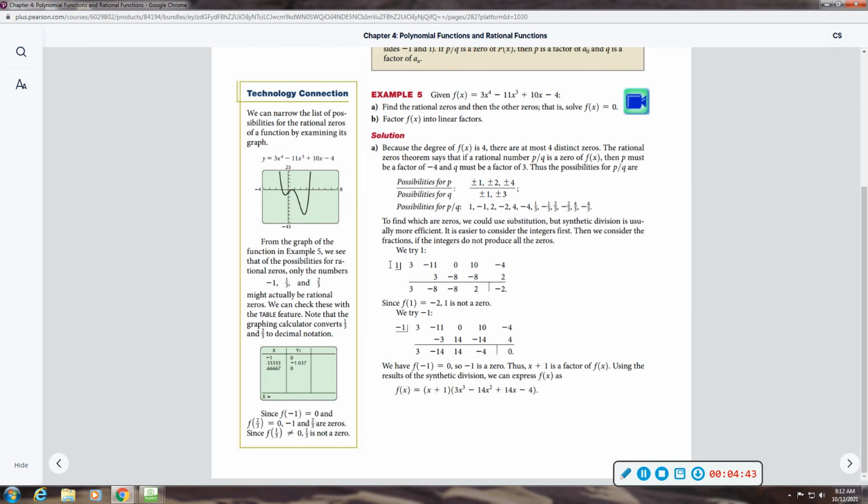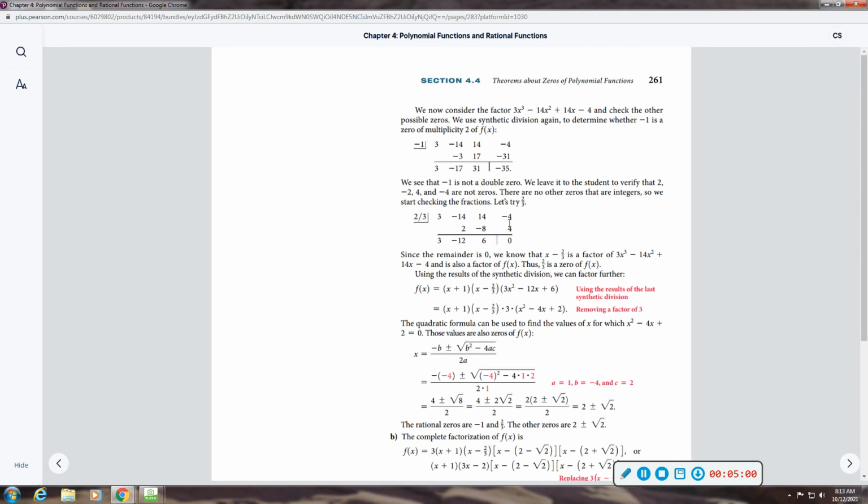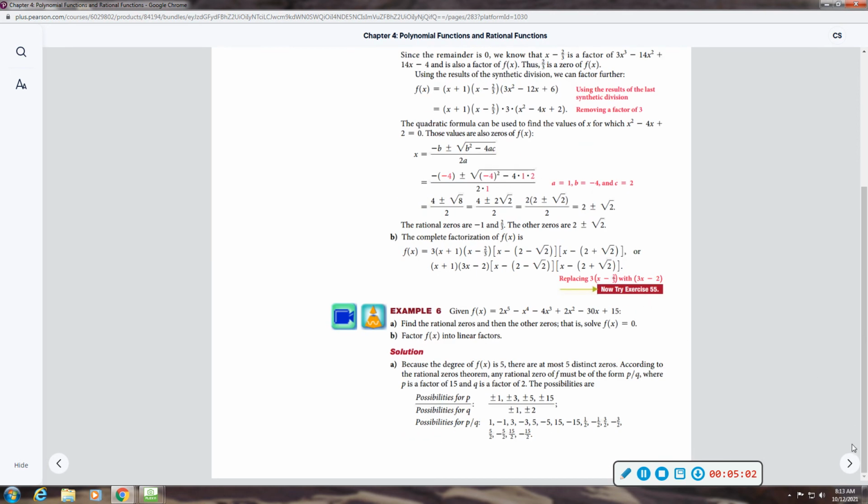From there, they kind of guess and check and try to figure out which ones are zeros. So they'll do synthetic division. If they get a 0, that means it works. If they get something that's not a 0, that means it doesn't work. So they found 1, and then once you get it small enough, you can probably get to a point where you can factor and find the rest. So just more examples of that.